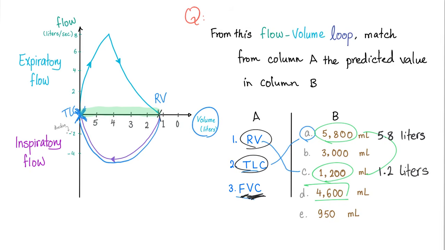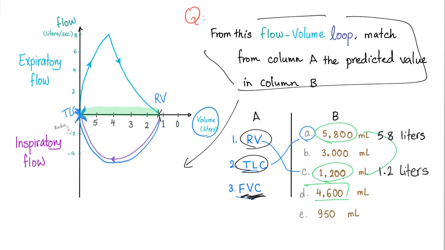Now please pay attention. This is a theoretical question. It's not actually true. Why? Because the flow volume loop is done via spirometry, and I've told you before that spirometry cannot measure the RV or the TLC. This is just a rough and dirty estimate. I'm just forcing you to think and use your God-given mind.